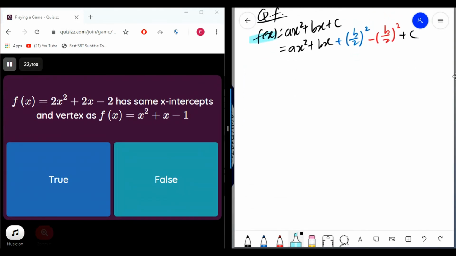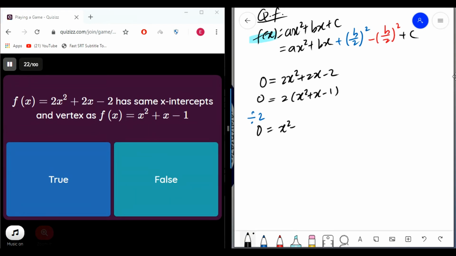Well, in fact, they do have same x-intercepts. Because if you let the left hand side equals to 0, like you let 0 equals to 2x squared plus 2x minus 2, you can factor out the 2 equals to 0. Then you divide both sides by 2. 0 divided by 2 is still 0, equals to x squared plus x minus 1. Which is the same as the second function, right? So both functions will have the same solution, correct? But what about the vertex?